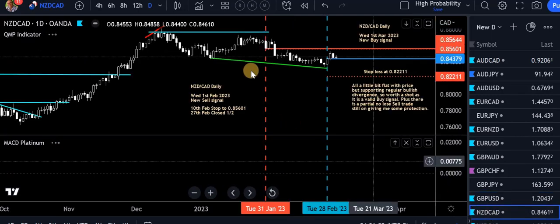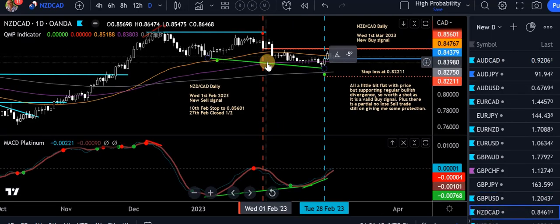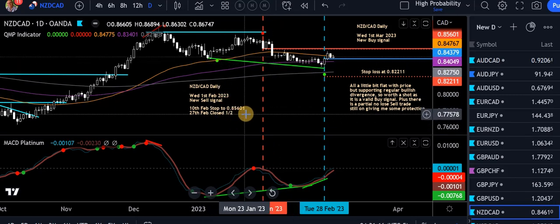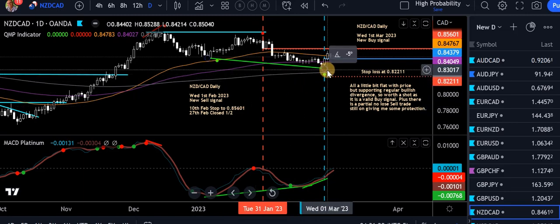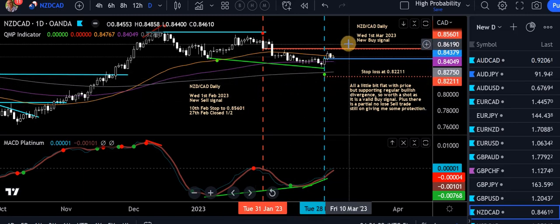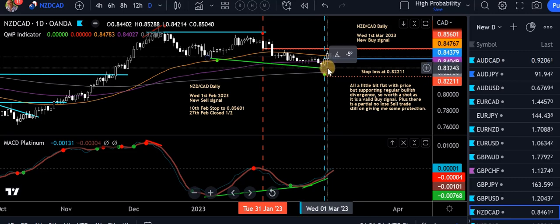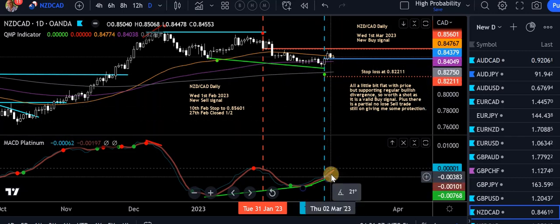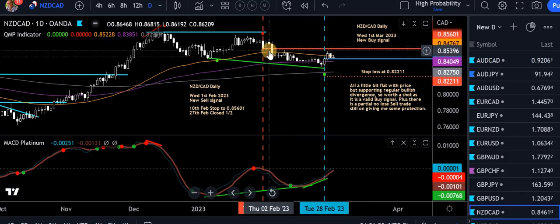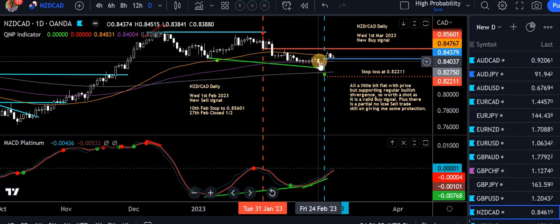New Zealand CAD in a sell from the 1st of Feb. Can't lose on that. There's the notes for that. Already closed half, stop moved down, etc. And then we took a buy on the 1st of March, and it's gone. It started off nicely, but then dropped down the last couple of days. It's all very tight, a bit messy in here at the moment. A little bit of sideways action.